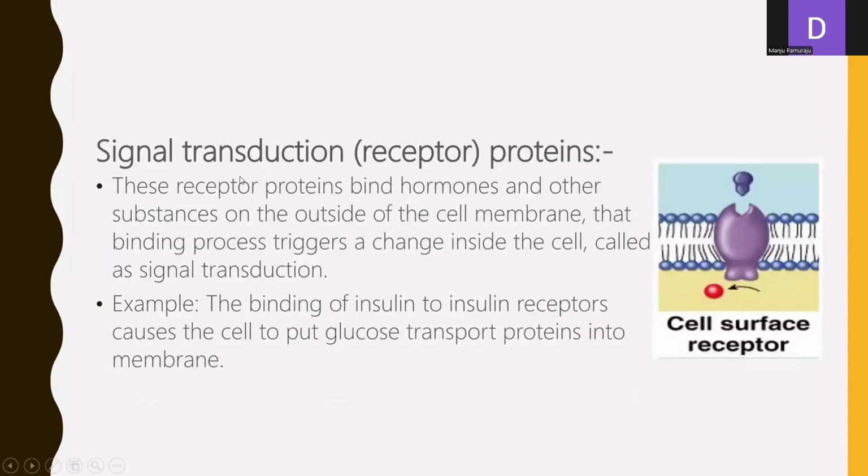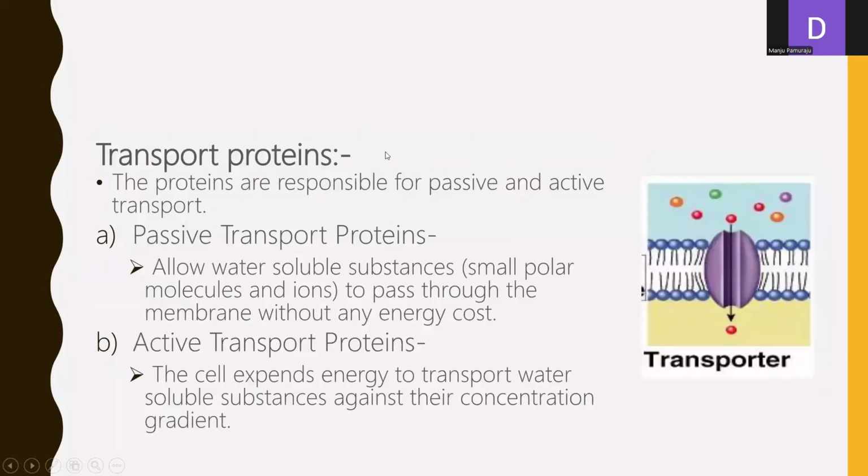So next one is the signal transduction proteins or receptors. These receptor proteins bind hormones and other substances on the outside of the cell membrane, and that binding process triggers a change inside the cell called signal transduction. So it mainly helps in the recognition and receiving of signals. Example, the binding of insulin to insulin receptors causes the cell to put glucose transport proteins into the membrane.